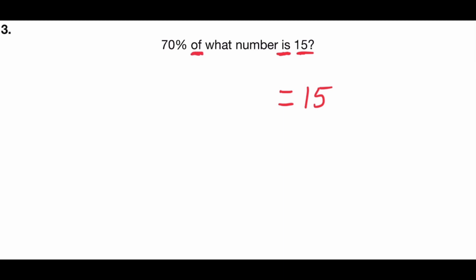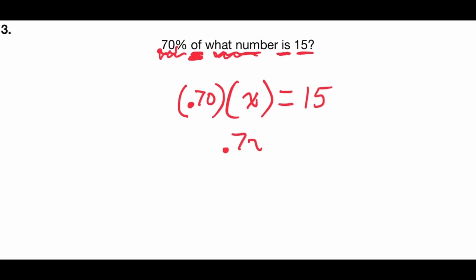On the left side of the equal sign, 70% will be multiplied by what number, which we'll write as our variable. 70%, when we put it into the equation, we're going to write that as the decimal 0.70. You can either move the decimal 2 places to the left or divide by 100 in order to write it in its decimal form. Then I'm going to multiply that by the what number, which is going to be my variable that I'm solving for. So 0.70 times x is 0.7x, and that will equal 15.